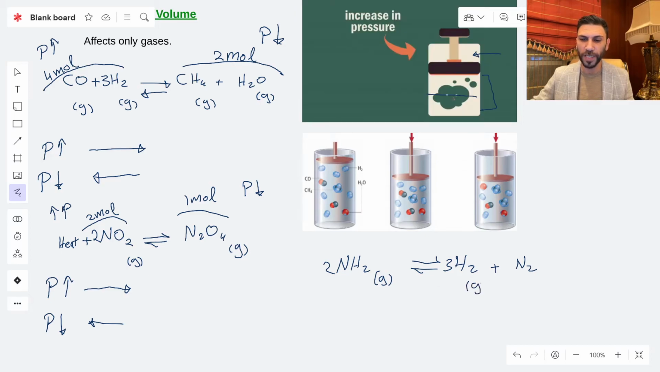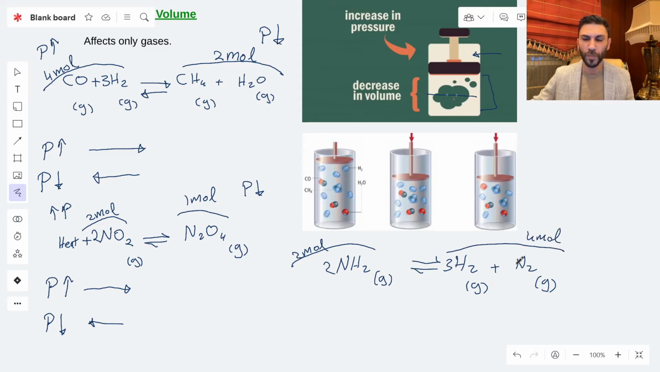All of them are gases. What will happen here? Here we have 2 moles of gas on the reactant side, and we have 4 moles of gases on the product side. That means in the product side, in this case, the pressure is high, and on the reactants, the pressure is lower.